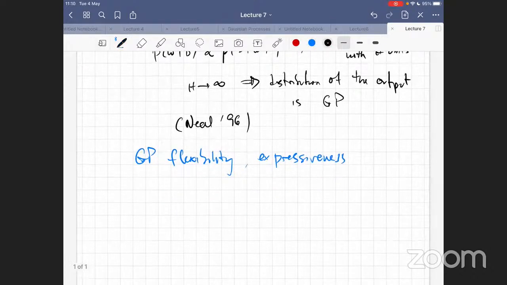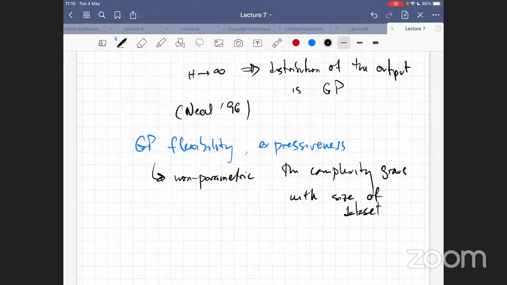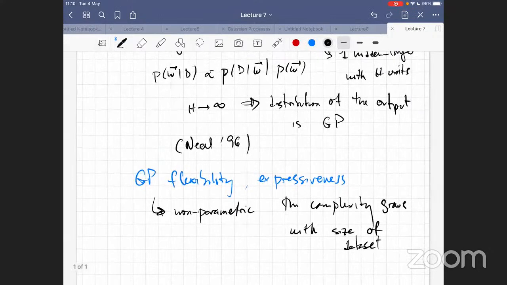And this is typical of non-parametric models. Why? Because you know that in non-parametric models, the complexity grows with the size of the data set, as we saw, for example, in nearest neighbors or in kernel methods. The larger the data set, the more complex your model is. In general, these non-parametric models are very flexible. So this is an important motivation to study this model.